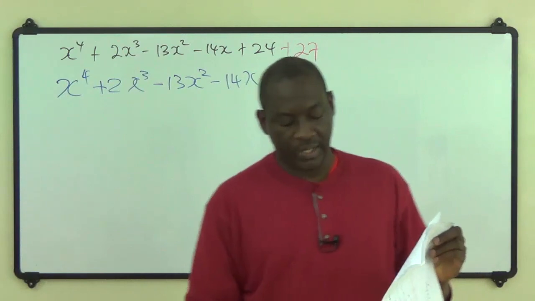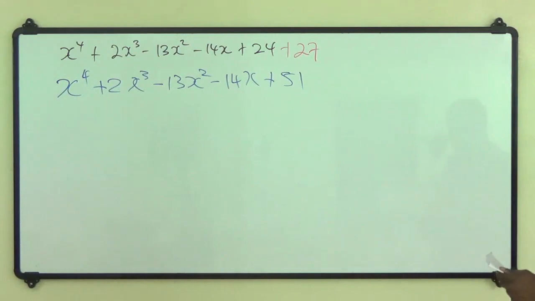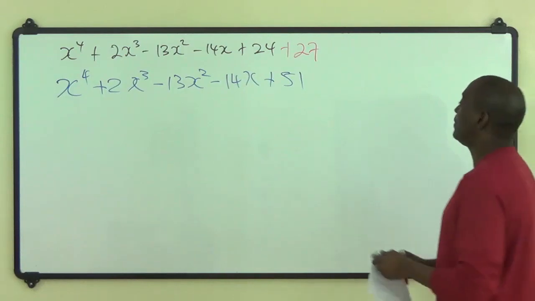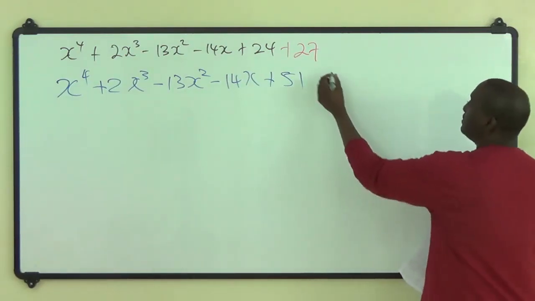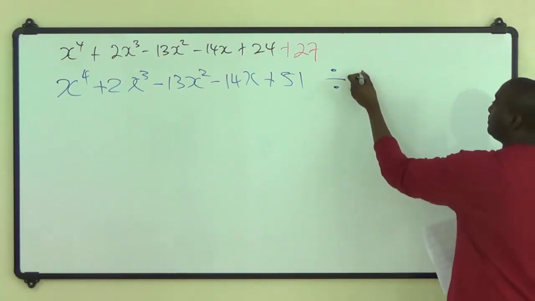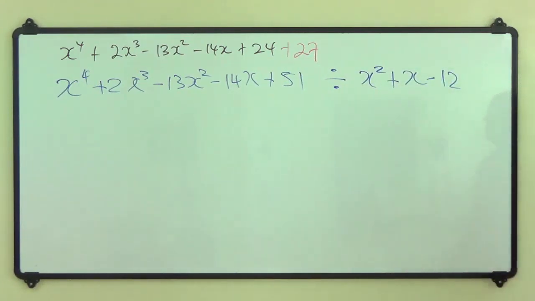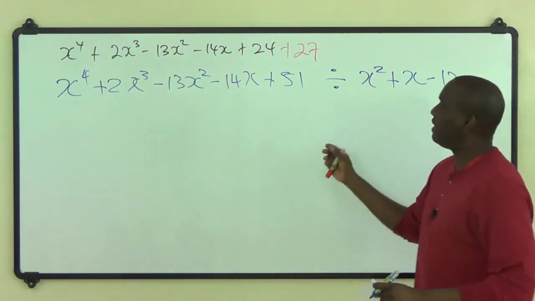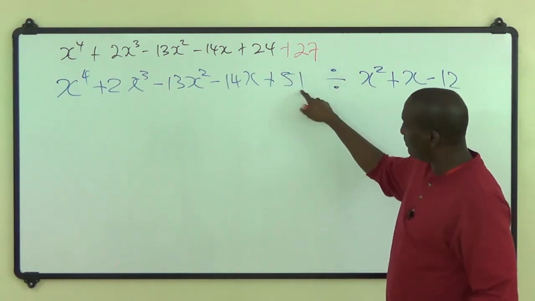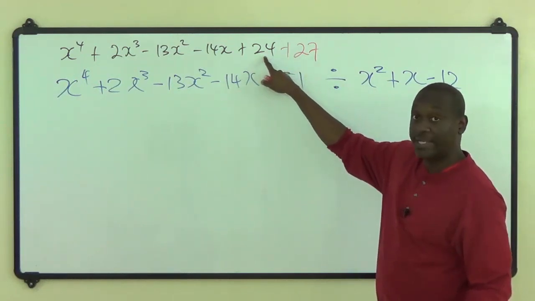So we had two quadratics. We could choose any one. So I will use, I think, x squared plus x minus 12. Anyway, we're going to divide this polynomial in blue, let me just go old school here now, by x squared plus x minus 12. We're going to do that and verify that the remainder is not 51 but 27, because 51 is 27 in addition to the 24 at the end here.